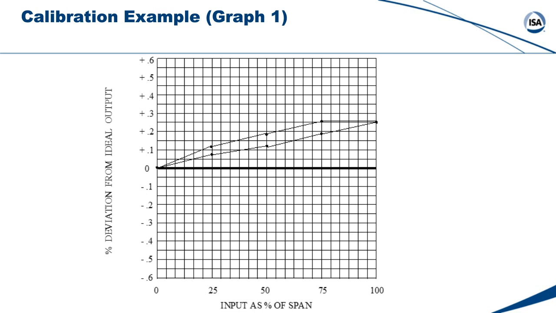If the accuracy tolerance limit is 0.5% for our transmitter, we see the transmitter is well within the tolerance and no recalibration is necessary. However, if the accuracy tolerance limit, on the other hand, is 0.2%, then recalibration will be required.